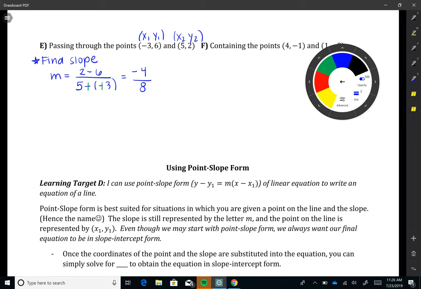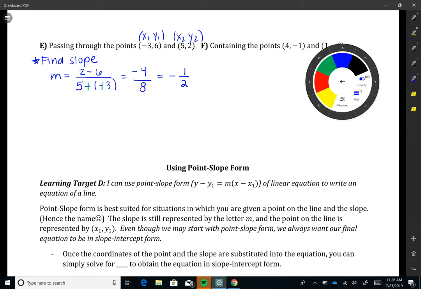Now with the slope, we always want it in a fraction, unless it can be simplified, so simplify the fraction as well. And this one we can simplify. Negative 4/8 is a negative 1/2. And I just like to put the negative sign out front of it. Okay, so we found our slope.